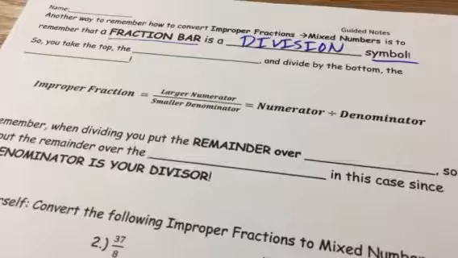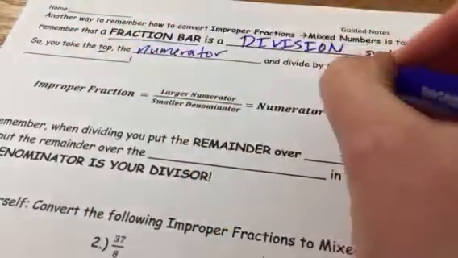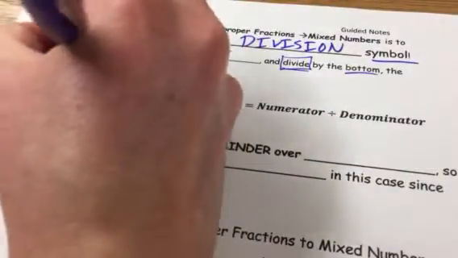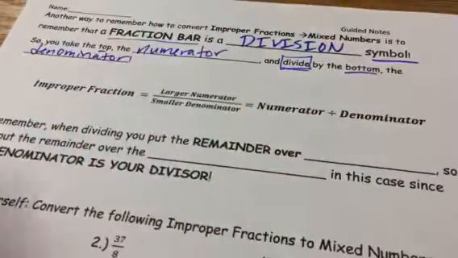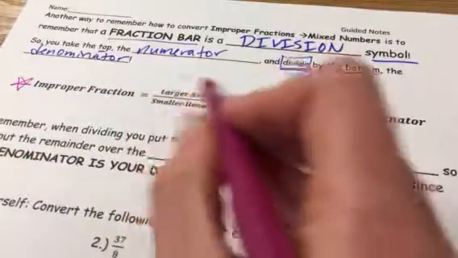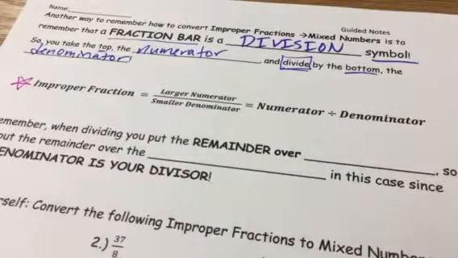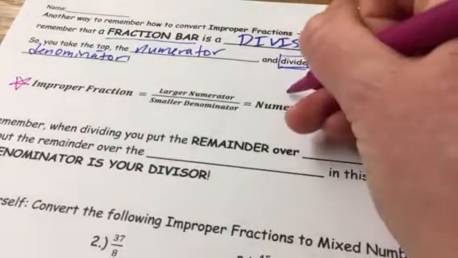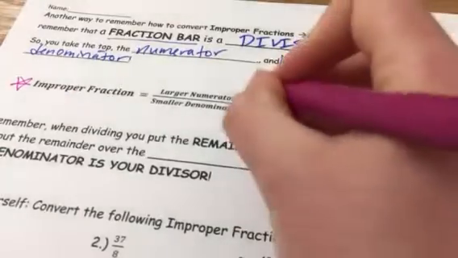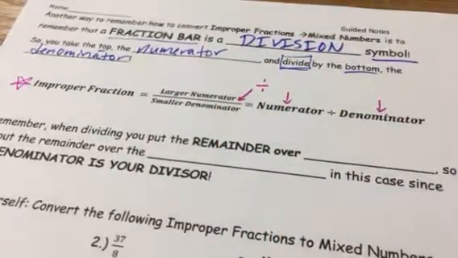So what we're going to do is we're going to take the top, or the numerator, and we will divide it by the bottom. We will divide by the bottom, or the denominator. And here we go. In general, an improper fraction means that you have a large number over a smaller number. Okay, you have a larger numerator than your denominator, and it will always be your numerator divided by your denominator, because this fraction bar is a division symbol.